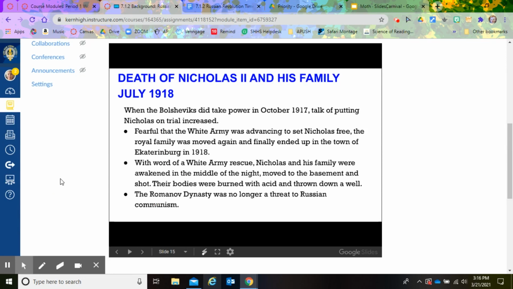All right, in July of 1918, we see that since the Bolsheviks took power in October of 1917, talk of putting Nicholas on trial increased. Fearful that the White Army was advancing to set Nicholas free, the royal family was moved again and finally ended up in the town of Ekaterinburg in 1918. With word of a White Army rescue, Nicholas and his family were awakened in the middle of the night, moved to the basement, and shot. Their bodies were burned with acid and thrown down a well, and the Romanov dynasty was no longer a threat to Russian communism.